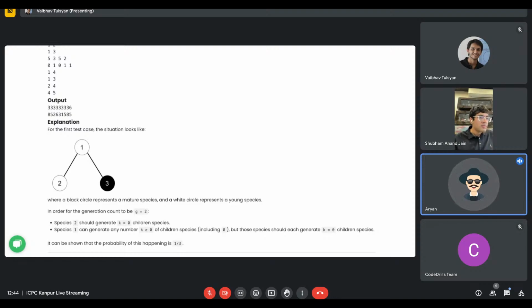Assuming that it has k children, then the probability would be given by a function which is also a GP, into g to the power k, right? And if you sum it out, it comes out to a form of one minus the common ratio. So far so good, you would be able to find that recurrence on paper.